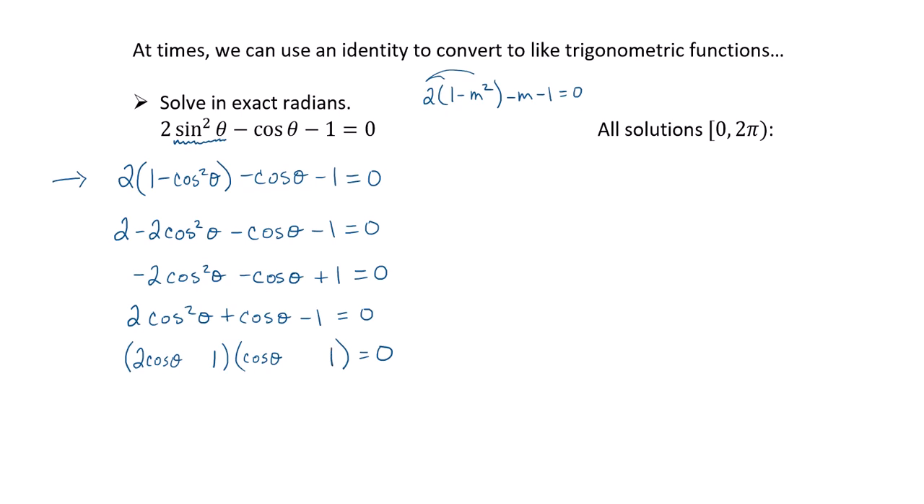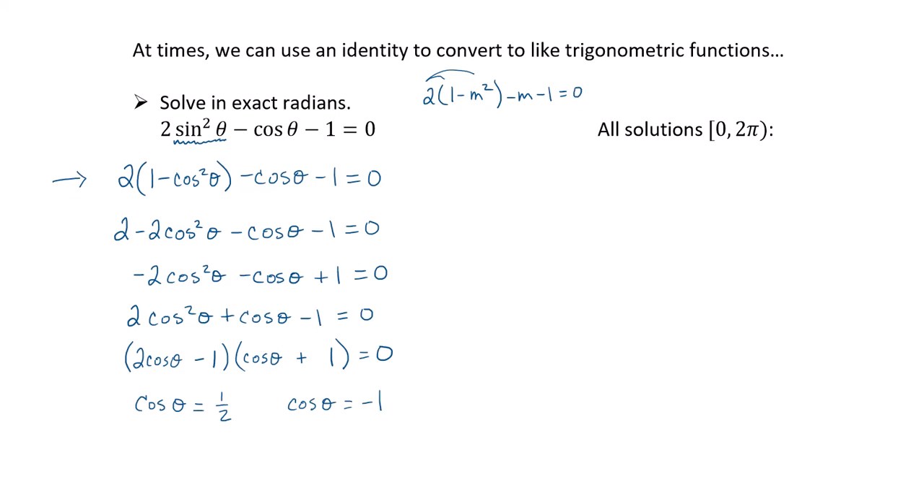I'm going to have ones here. If I could make this a positive 2 cosine theta and this a negative cosine theta, that's going to give me my cosine theta that I need in the middle. So solving both of those, I now have cosine theta equals 1/2 and cosine theta equals a negative 1.